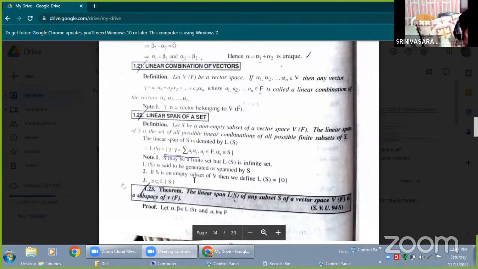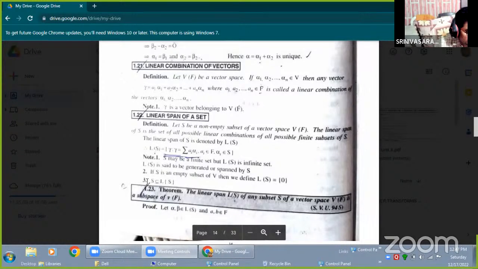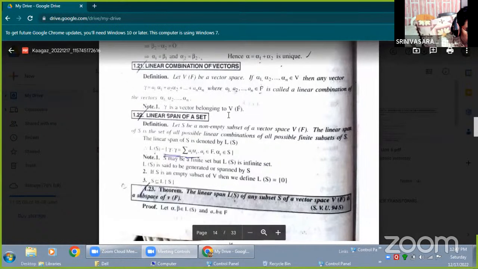Suppose the given set is the empty subset. Empty subset means what is the linear span element? That is the zero vector, only generated zero. This is also one of the important things. And the subset S is contained in or equal to L(S), the linear span. Now, this is the definition of linear combination and linear span.